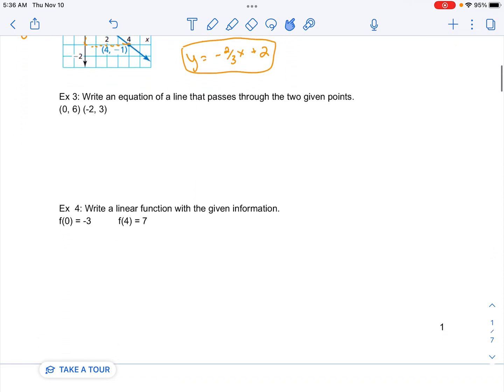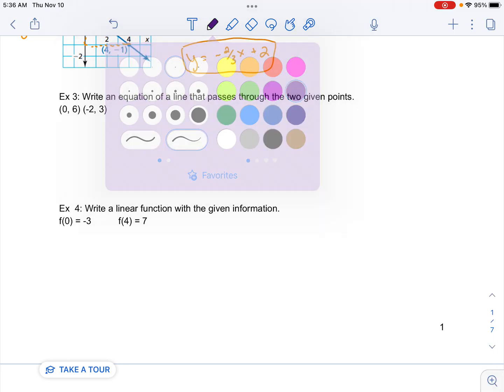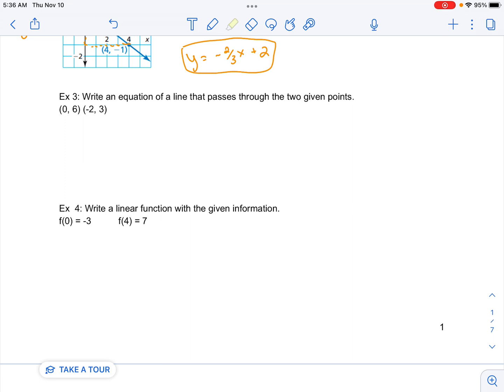Now example 3, write an equation of a line that passes through the 2 given points. Well, looking at this, I have (0, 6). We know everything in the format (0, b) is my y-intercept. Now here's the, I shouldn't say downside, but I don't have a graph to figure out my slope. However, I can use that slope equation in order to calculate it.